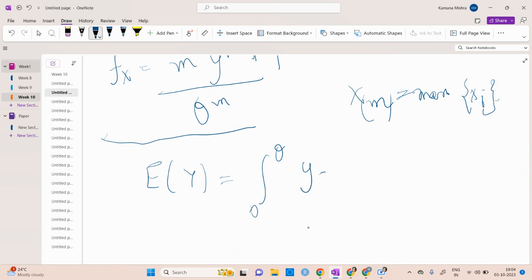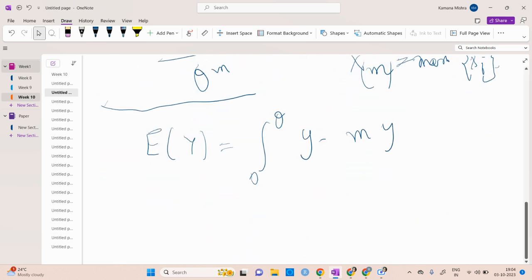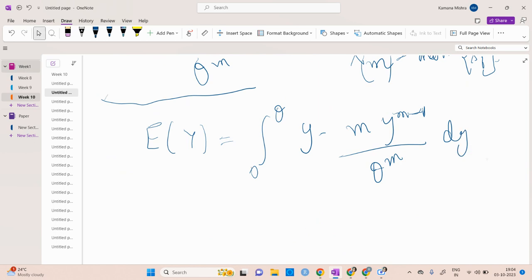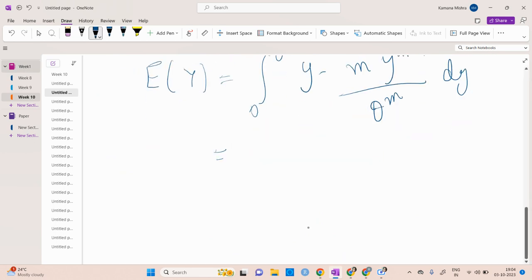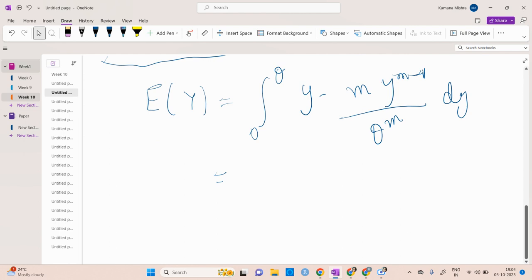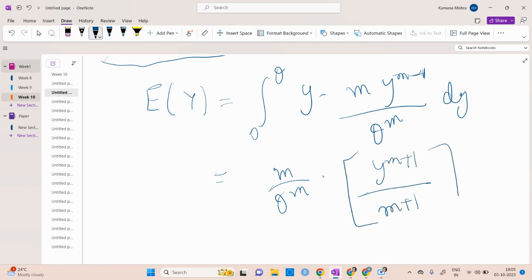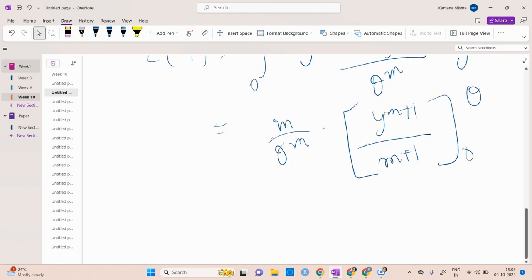So it will be y and m, y to the power m minus 1 theta divided by theta to the power m, and then it will be dy, right? So it will be y to the power m basically. So m upon theta to the power m will come out, and it will be y to the power m. So y to the power m will be nothing but y to the power m plus 1 divided by m plus 1, 0 to theta, right?